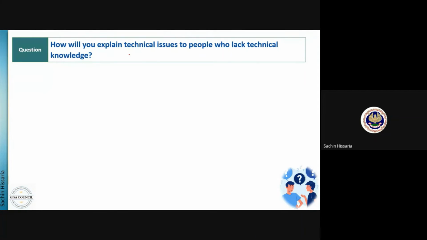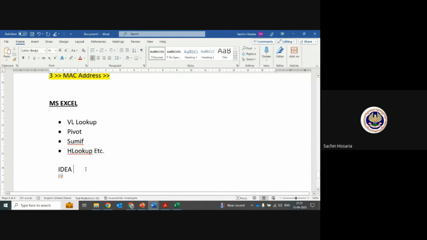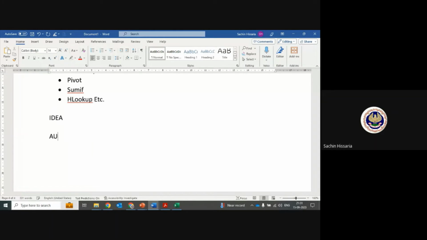So what is this question? How will you explain a technical issue to people who lack technical knowledge? This is a very much required skill that an auditor needs to have, because as an auditor, we present our audit report to board level people, correct? We present this report to the audit committee.